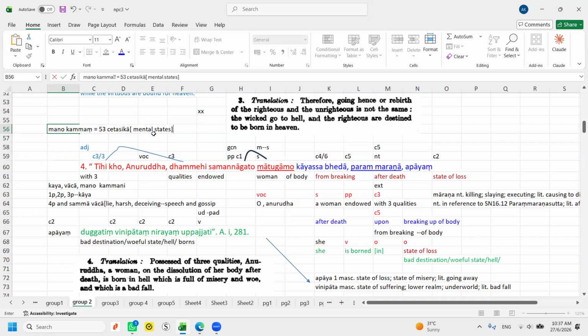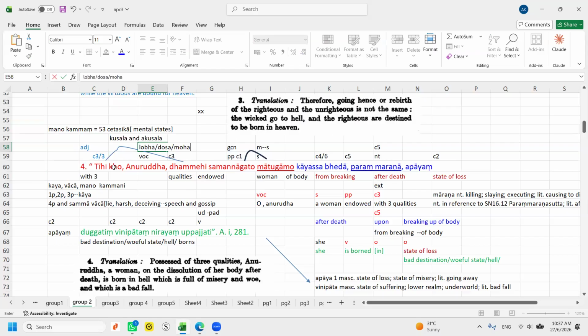Of course, these are classified as good, wholesome, kusala, and unwholesome, akusala. So this kusala and akusala is categorized under three headings: loba, greed, dosa, aversion, and moha, delusion. This is the category.